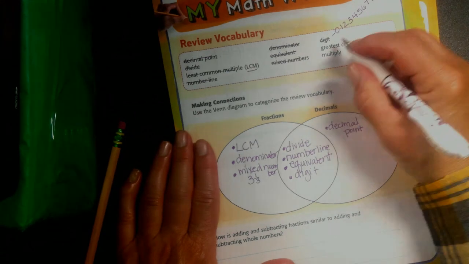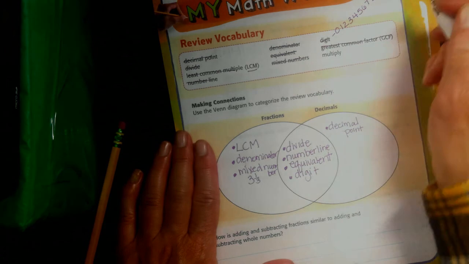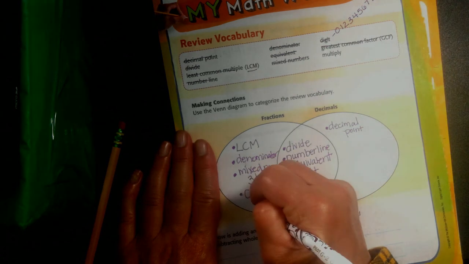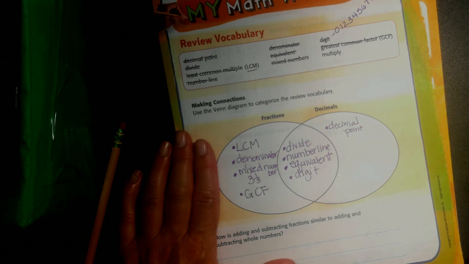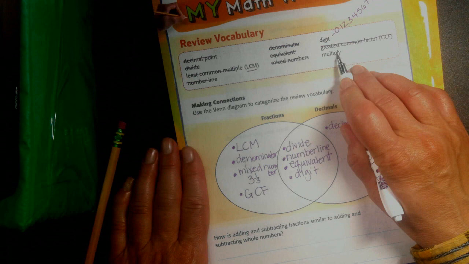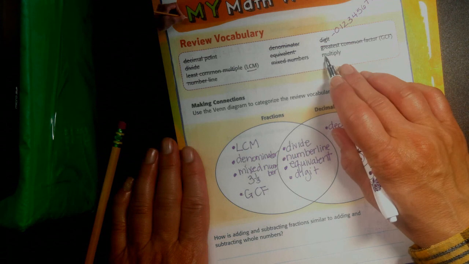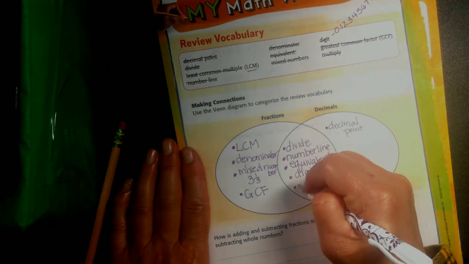My next one is greatest common factor, right? My greatest common factor I use when I'm dealing with fractions. My next one is multiply. So when I multiply, I do multiply both. For fractions and decimals, I can multiply both of them. So I will write that one right here.